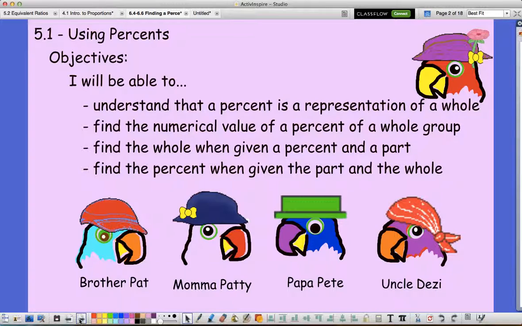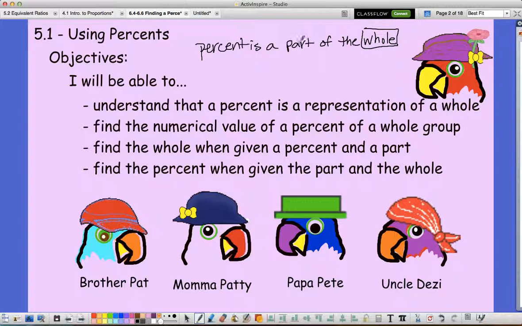So when we're working on this, we're going to understand that a percent is a representation of a whole. So it's a representation of a part of a whole. And then we're going to figure out how to use that numerical value of the percent when given a percent and a part to find the whole, or how to find the percent when given the part and the whole. So if you break it down, a percent is a part of the whole.